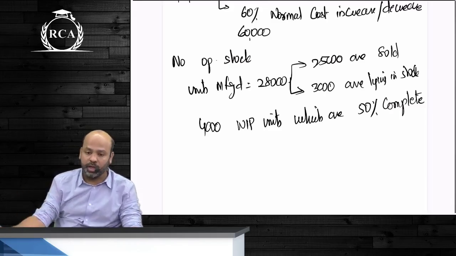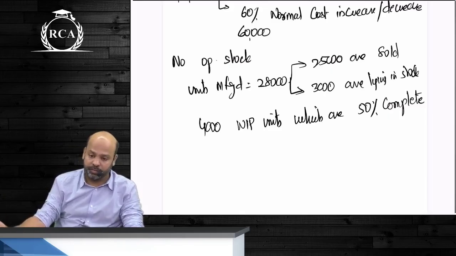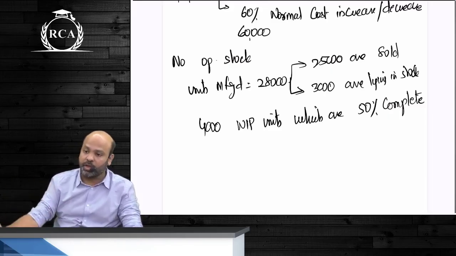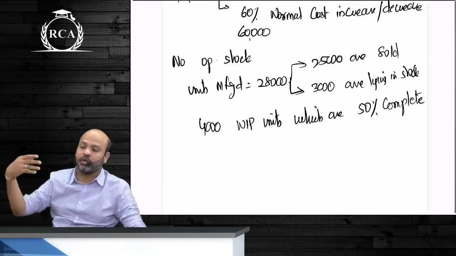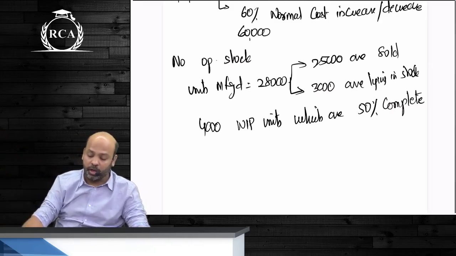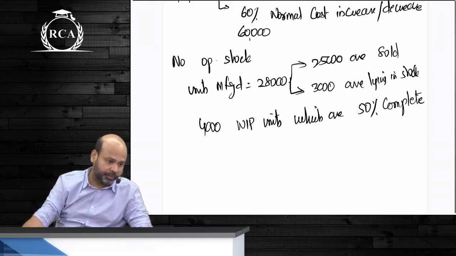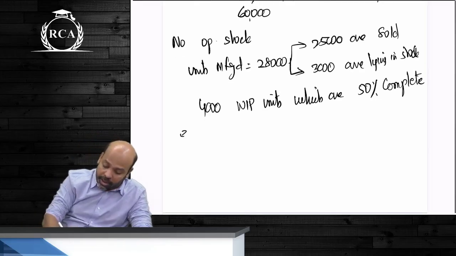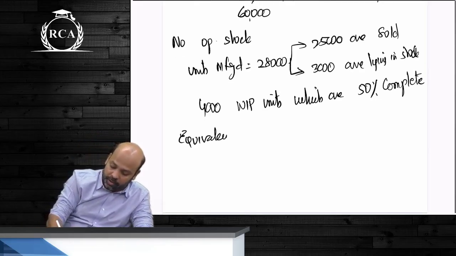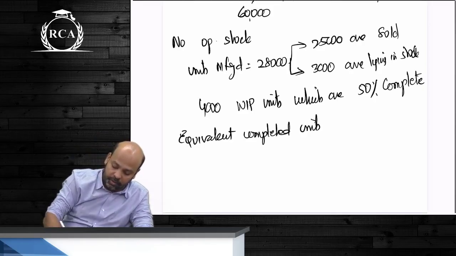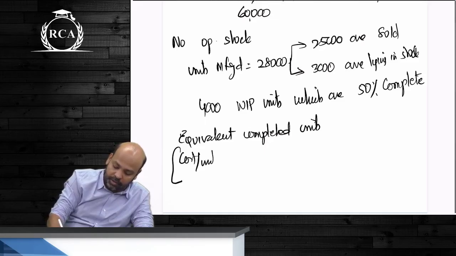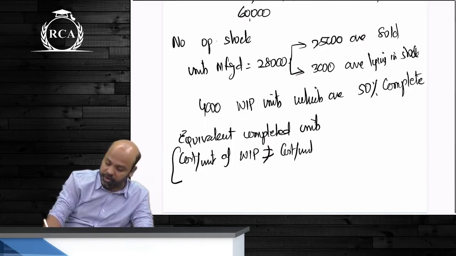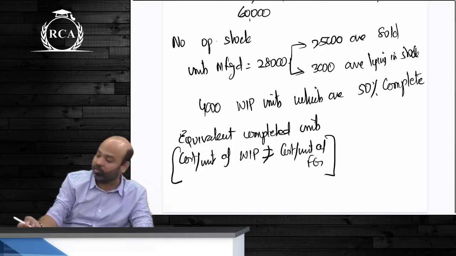A work in progress unit and a completed unit cannot have the same cost. If a completed unit has a cost of 100 rupees, guys, a 50% completed unit will have a cost of only 50 rupees. So I cannot divide by 32,000 units. Instead you will divide by 30,000 units. Why am I computing equivalent completed units? Cost per unit of work in progress cannot be the same as cost per unit of finished product. If they are the same, then it is not work in progress.